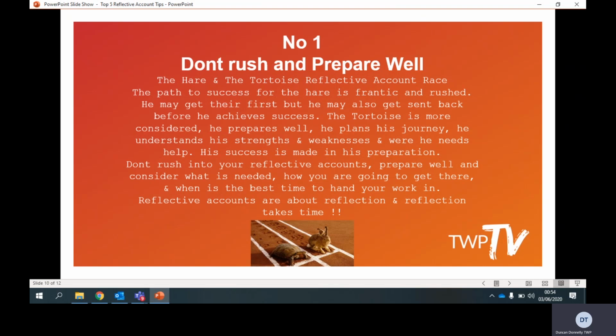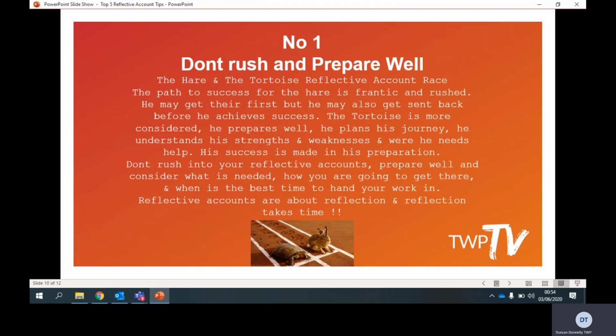And that is really relatable to the way some apprentices work. So the hare might get there first, but he might also get sent back before he actually achieves success. The tortoise, on the other hand, is more considered. He prepares well. He actually plans his journey. He understands his strengths and weaknesses and where he actually needs success. So his success is made in his preparation. And that will be the same for you. The success of your reflective accounts will be all down to your preparation.